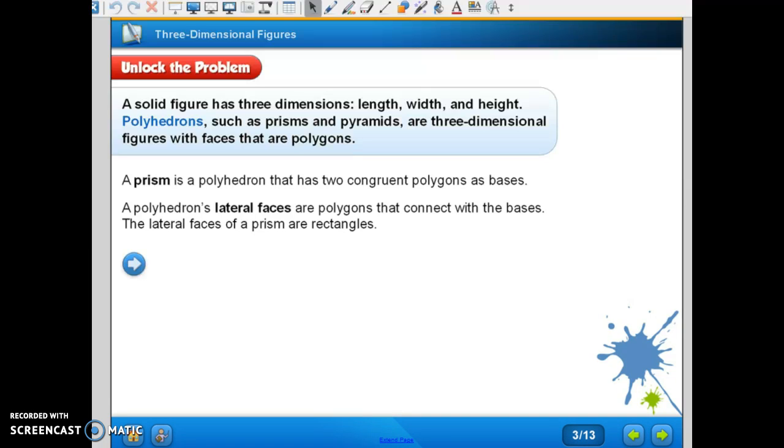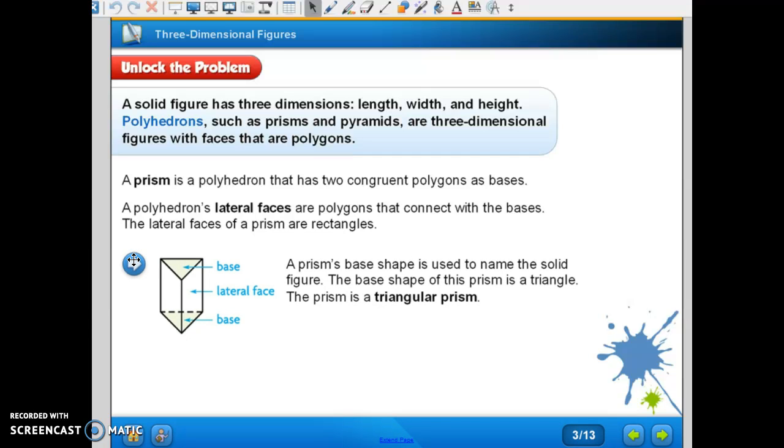And a polyhedron's lateral faces are polygons that connect with the base. The lateral faces of a prism are always rectangles. So this is a lateral face right here. It's always a rectangle. Even if I have this octagon on the bases, these lateral faces are always rectangles. So the lateral faces of a prism are always what? Rectangles.